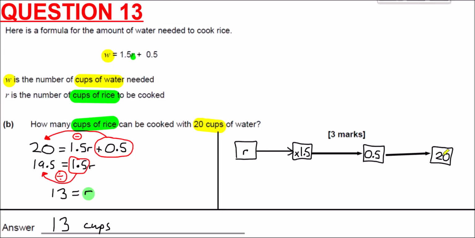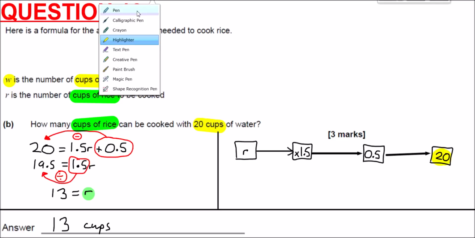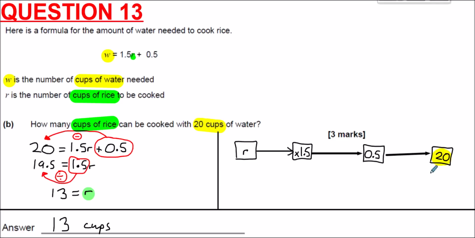Now all we need to do is reverse each step of this flowchart, start at the end, and go the opposite way, working back to the beginning. But because we're going the opposite way, we're going to be doing the opposite thing each time. So here, the last thing we did was to add 0.5. So if we are going the other way, instead of adding 0.5, we'll be subtracting 0.5.